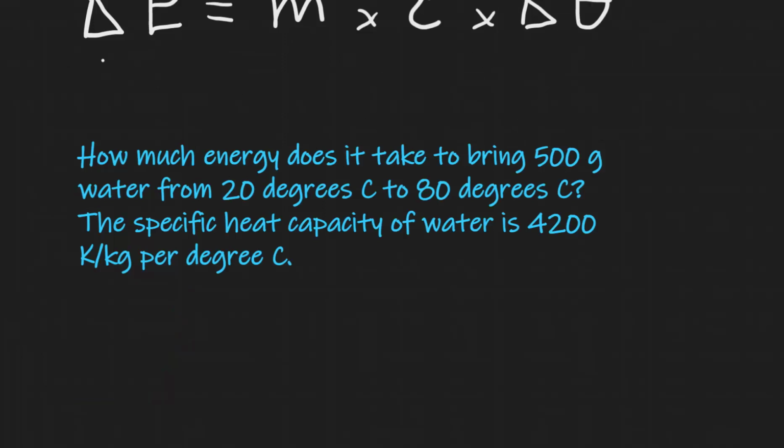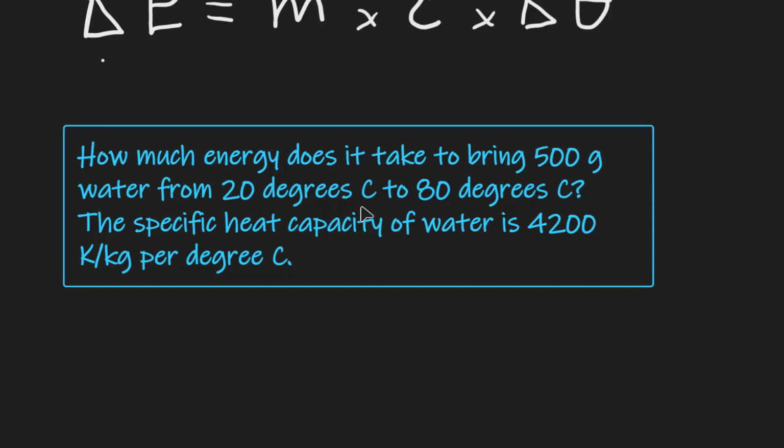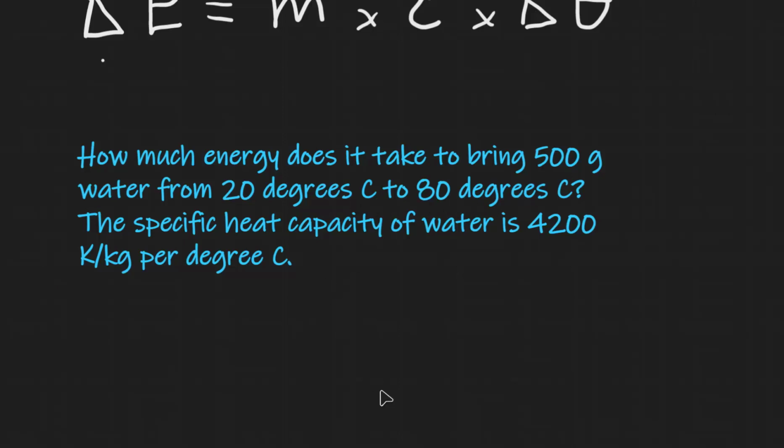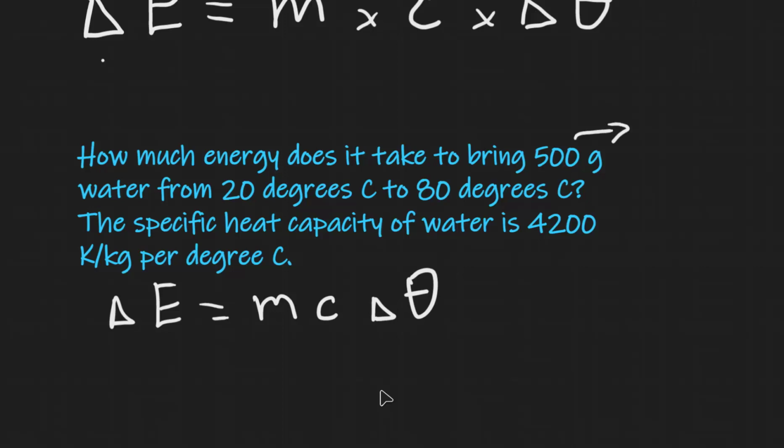Let's apply this to a problem. How much energy does it take to bring 500 grams of water from 20 degrees C to 80 degrees C, and we're given the specific heat capacity of water. Okay, so as we wrote above, our equation for the energy is mcΔθ. We'll pretty much know everything that we need to know. Our mass though is given in grams, so 500 grams is actually equal to 0.5 kilograms. So I'm going to be careful with that.